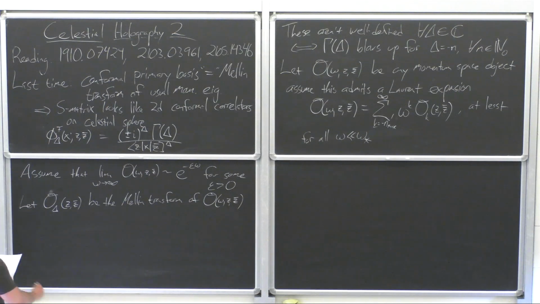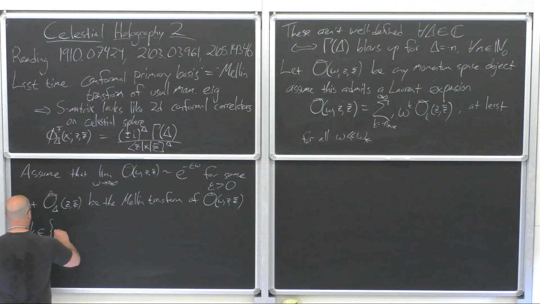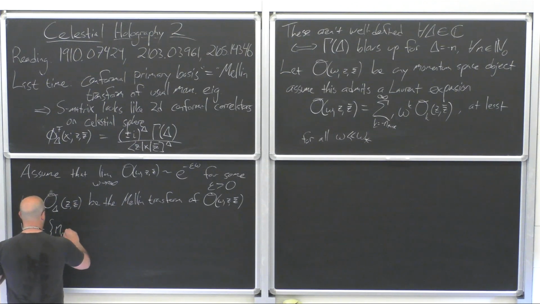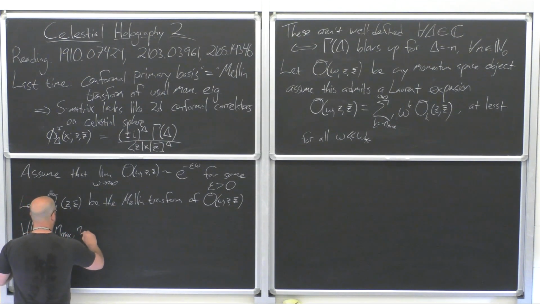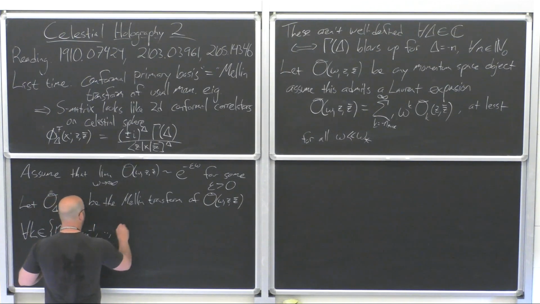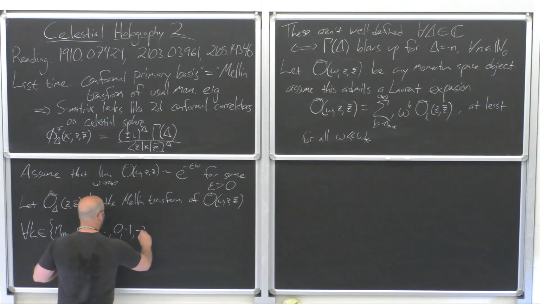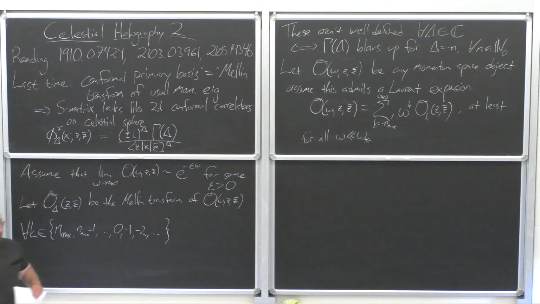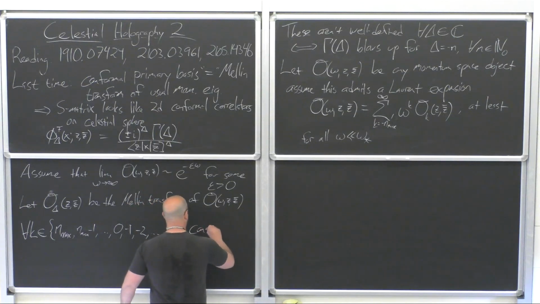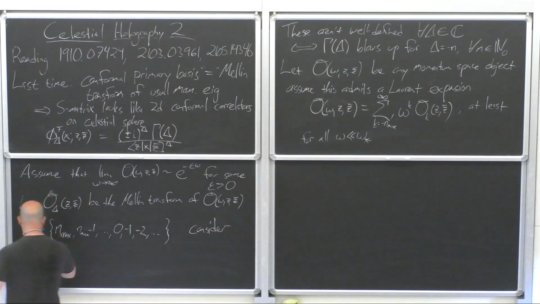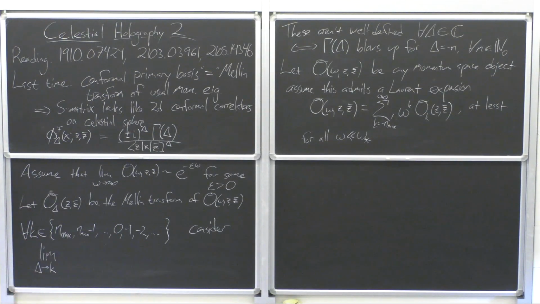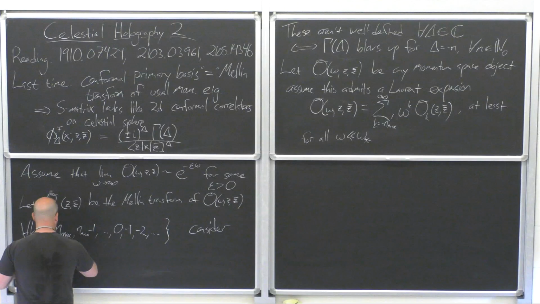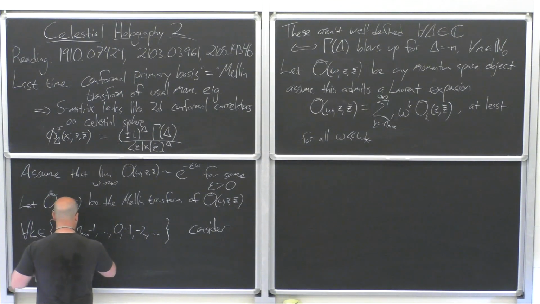And then we can consider, for all k in the set of integers running from n max all the way down through all the negative integers, the following limit: the limit where delta approaches k of delta plus k times our Mellin transformed object.